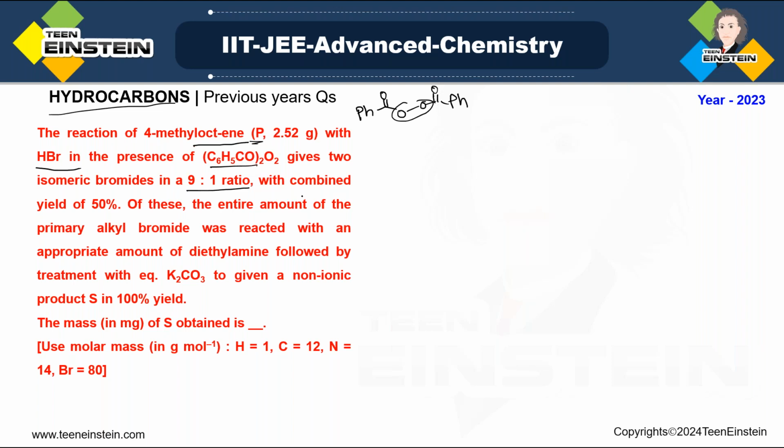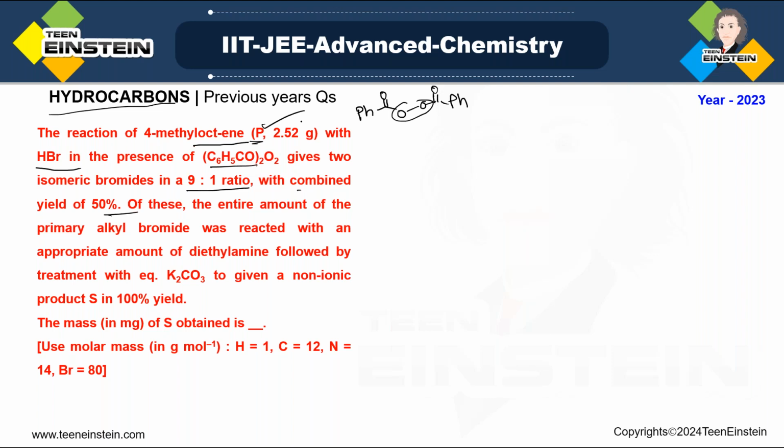Now it is mentioned with combined yield of 50%. Combined yield, that means you have started from P. You know the mass of P, which is 2.52. Now once you draw the molecule of 4-methyl octene, from this molecule you can understand the chemical formula. Once you know the chemical formula, you know the molar mass, and once you know the molar mass, you know how many moles of P are present.